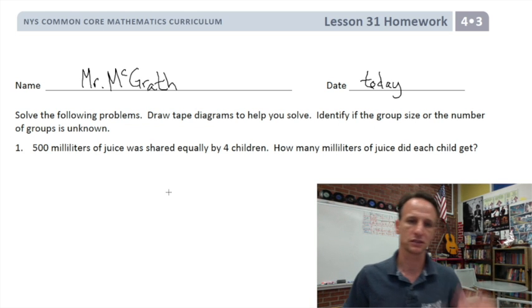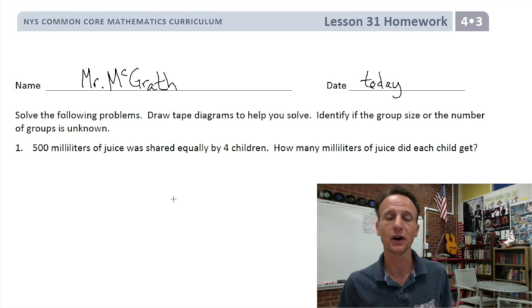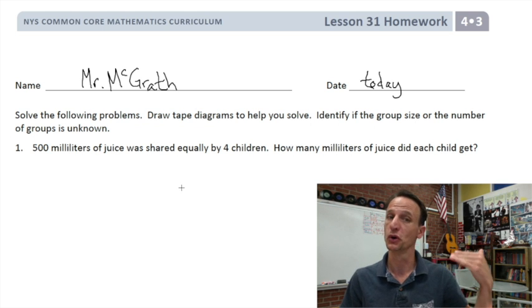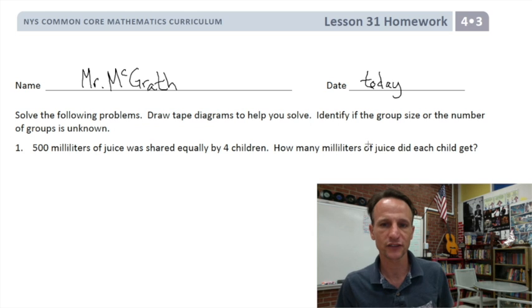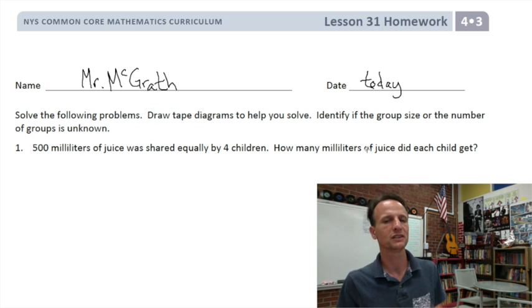Our instructions for all of these word problems. See, last time we got off with no word problems. I have a feeling we'll be doing quite a few tonight. So solve the following problems. Draw tape diagrams to help you solve. That's not a suggestion, by the way. We're actually going to draw them. Identify if the group size or the number of groups is unknown.